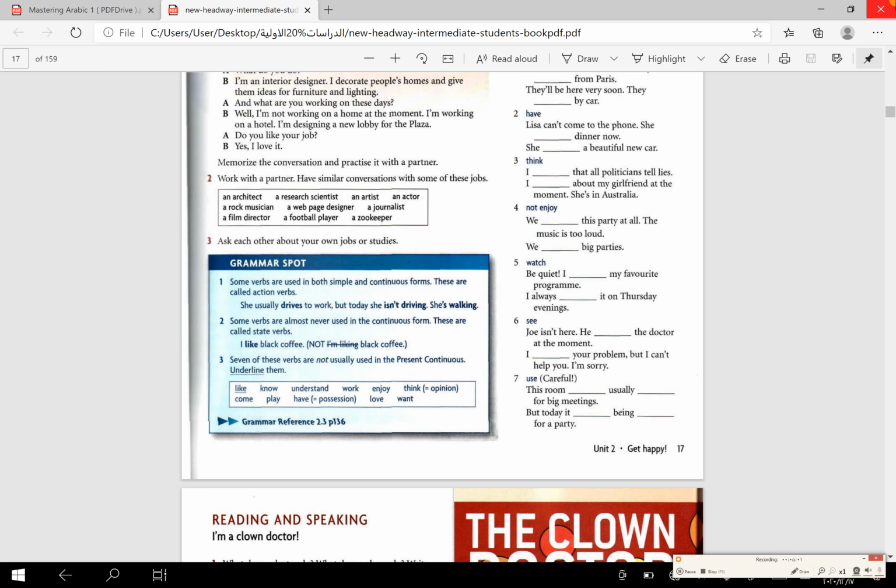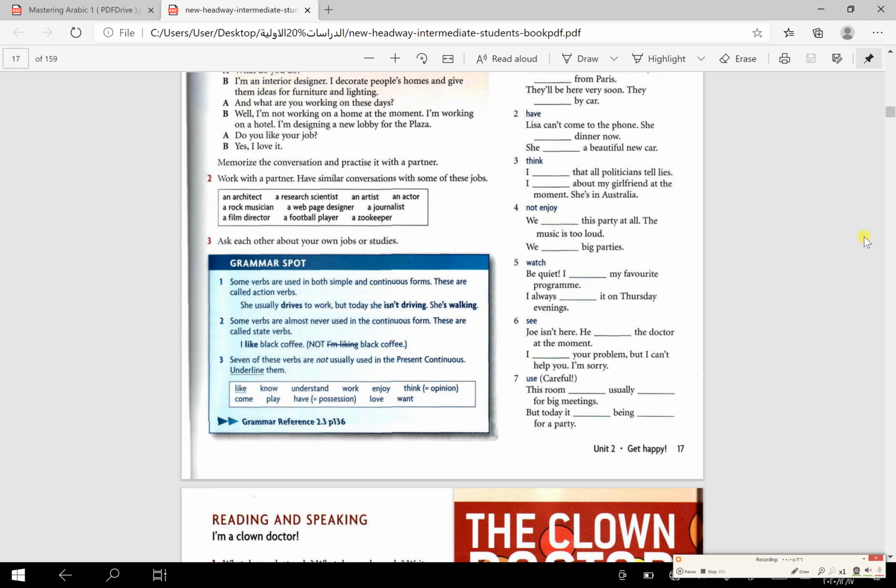For example, she usually drives to work. So her regular routine is that she drives to work. But today, this is happening right now, recently: today she is not driving, she's walking. That means the not driving and walking happened at the moment of speaking. So in this way I can use the present continuous, but I cannot use it when I talk about regular life or an action that I usually do.